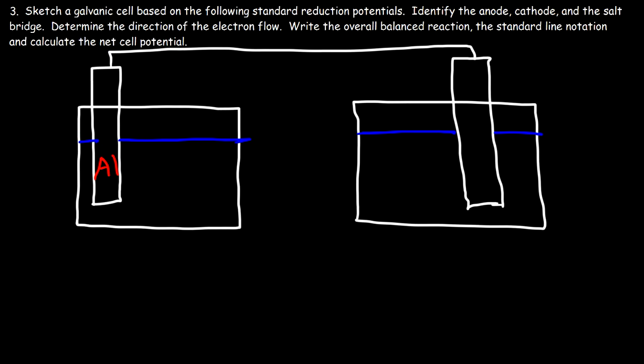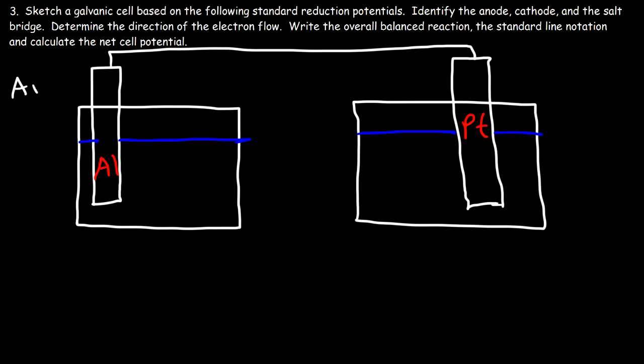Because we didn't have cobalt metal or solid cobalt in the overall balanced reaction. So because cobalt was not in its metallic form, we need to use another electrode, an inert electrode. You can use graphite, which is a carbon-based electrode, or you could use platinum. I'm going to use platinum in this case.